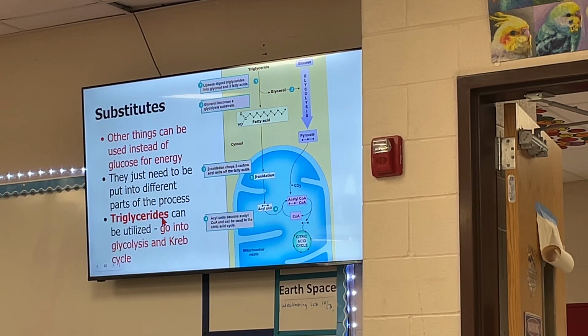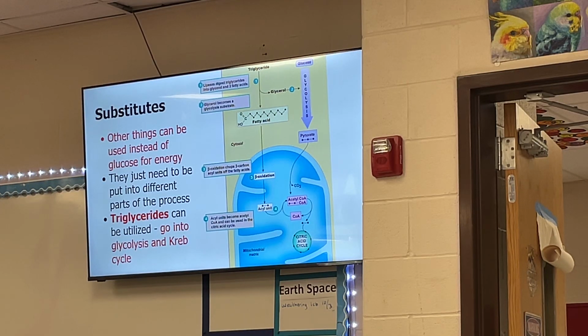And so a lot of times triglycerides go into the glycolysis or the Krebs cycle, depending on what kind of fat it is. Like the glycerol heads might go straight into the glycolysis cycle, and the fatty acid tails are going to go into the Krebs cycle. So it gets kind of broken up, and the different pieces go into different parts of it.